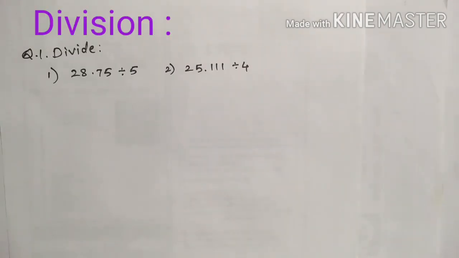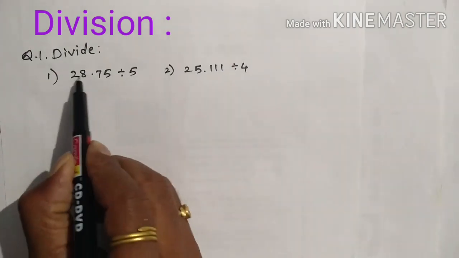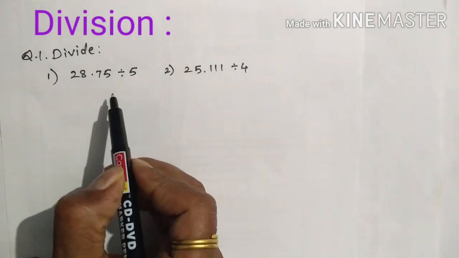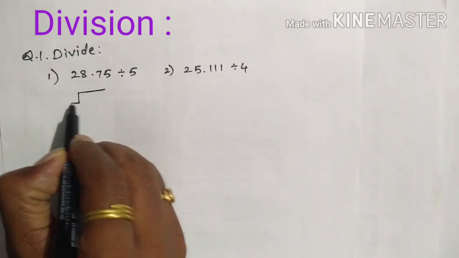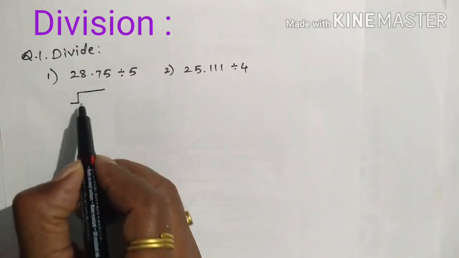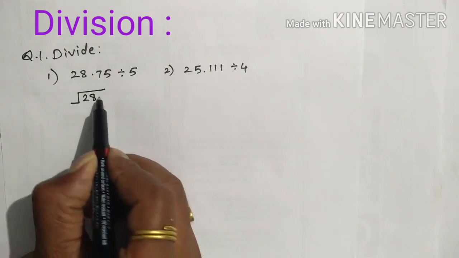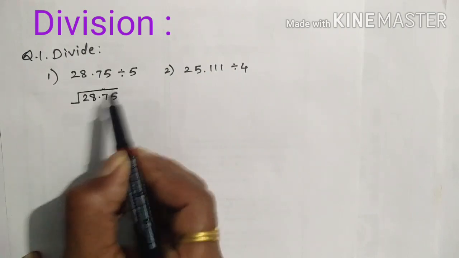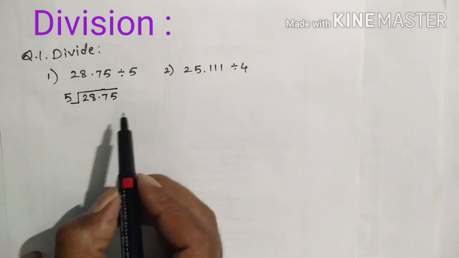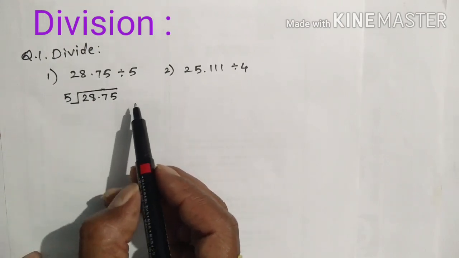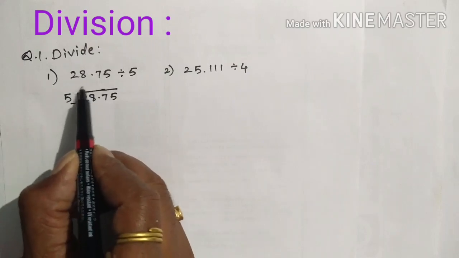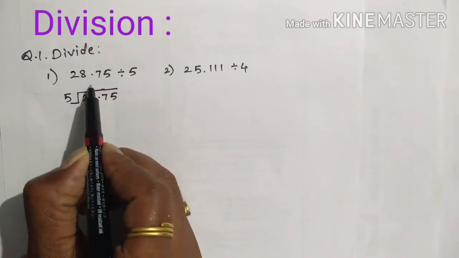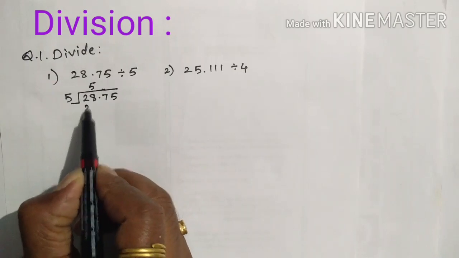Now let us see division of decimals. First we will learn how to divide a decimal number by a whole number. So we have to arrange it like this. You may use fractional form also, but this is our basic method, that's why I am doing it like this. 28.75 divided by 5. We can't divide 2 because 2 is smaller than 5. We take 0 here, right? So directly we will take 5 5s are 25.